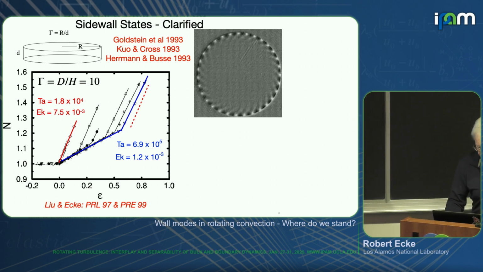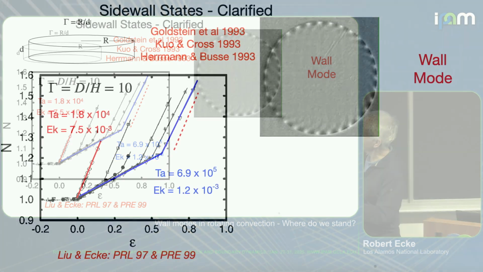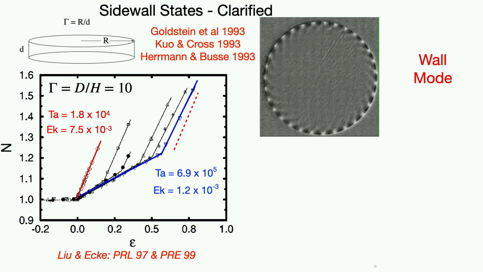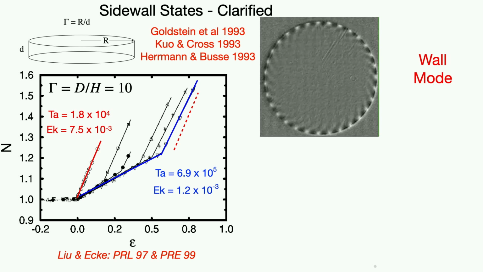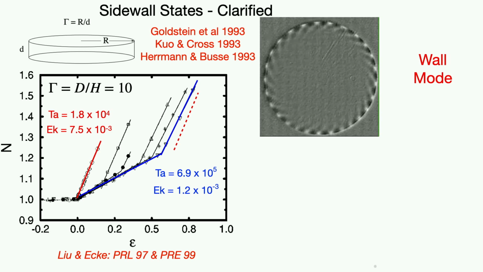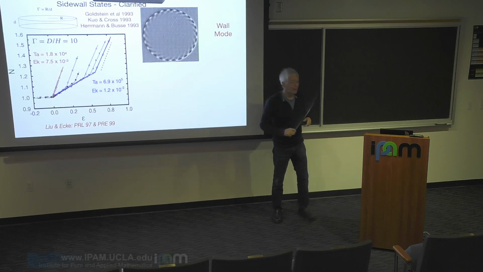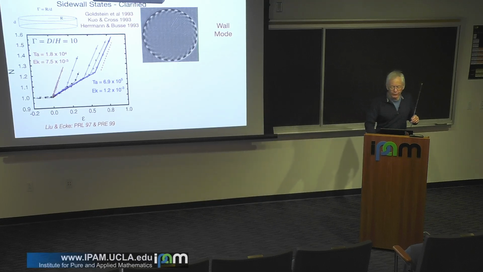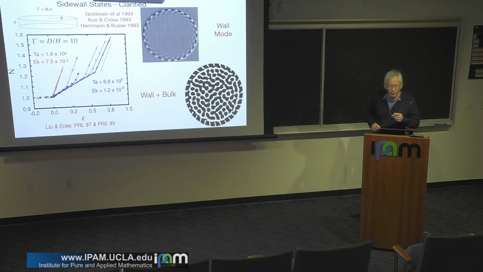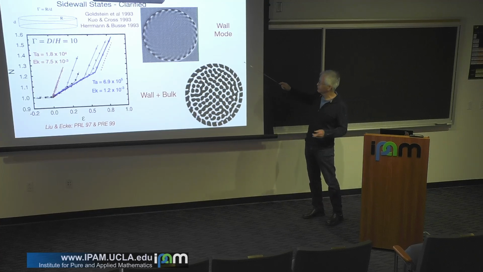Let me just show you the movie. There's lots of interesting dynamics that go on here that I'll explain just very peripherally. But you can see that the wall mode in this aspect ratio 10 is very concentrated near the boundary. If you go to the case where the bulk mode has come in, there's a couple of features of this.